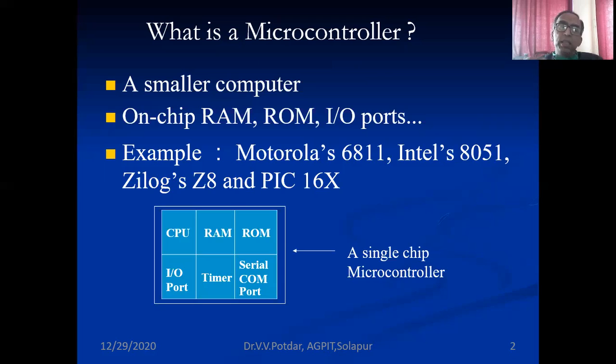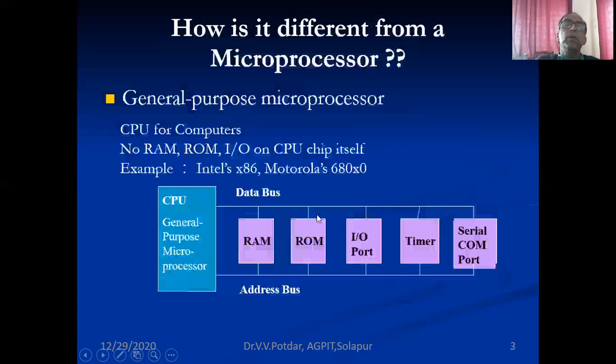On a single chip of a microcontroller, you'll find a central processing unit, then a volatile memory, random access memory, RAM, read-only memory, permanent memory, ROM, plus an input-output port, a timer, and a serial communication port. All these things are there on a single chip of a microcontroller.